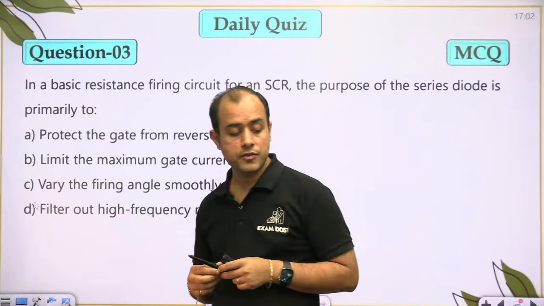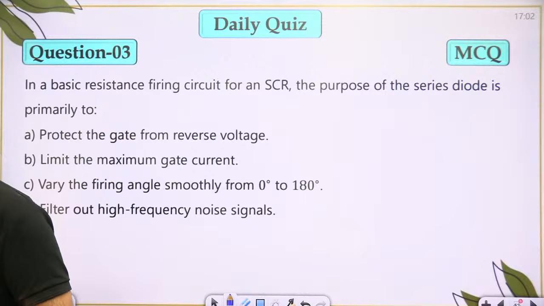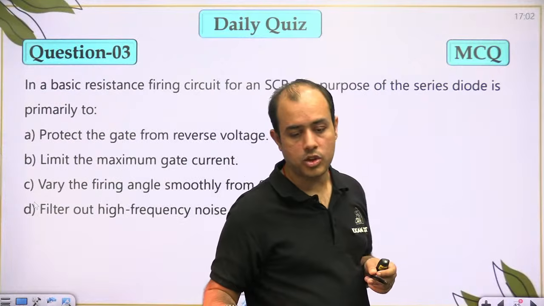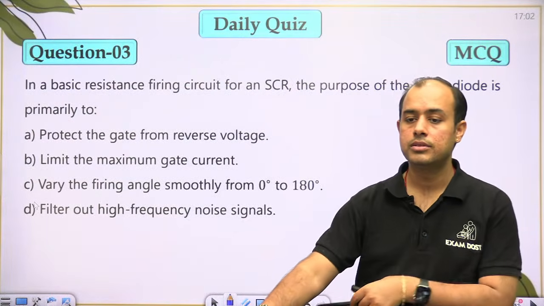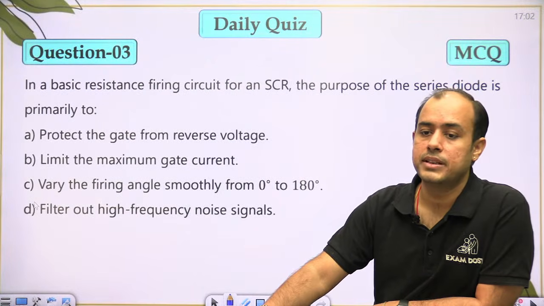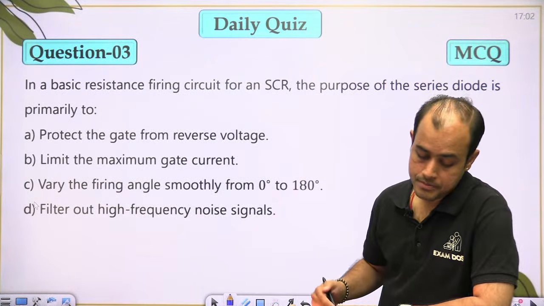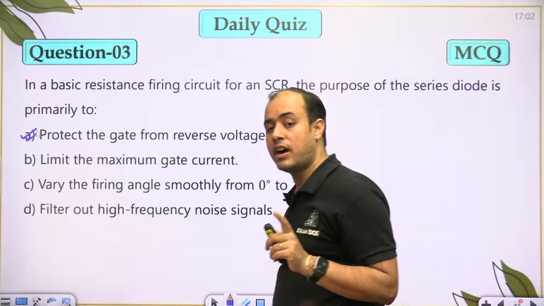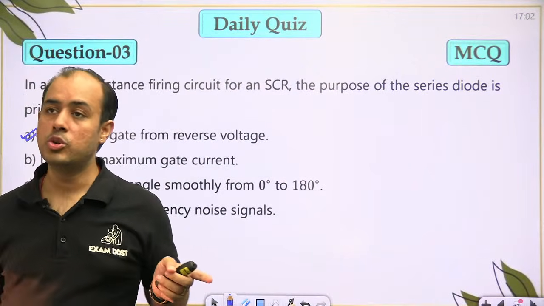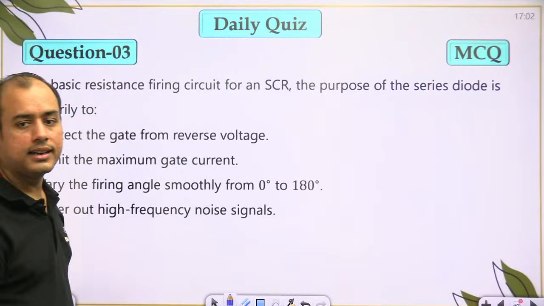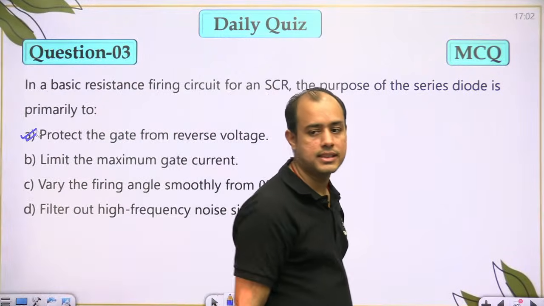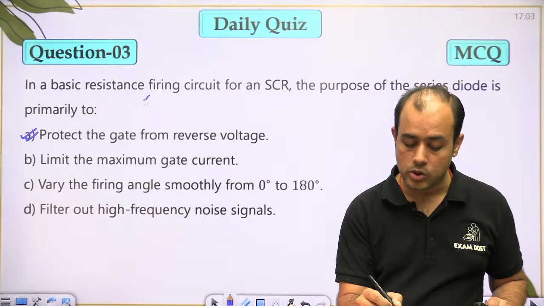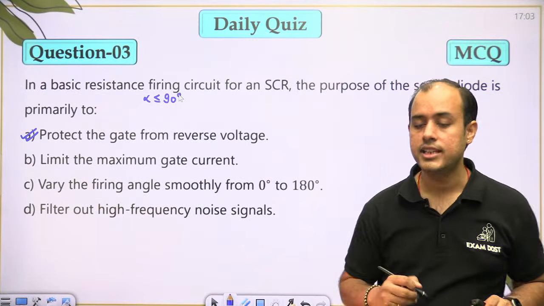In a basic resistance firing circuit for SCR, the purpose of a series diode is primarily to. What is the purpose of a series diode? बताओ. सीरीज डायोड का प्राइमरी पर्पस क्या है मेरे भाई? प्रोटेक्ट द गेट फ्रॉम रिवर्स वोल्टेज. ड्यूरिंग नेगेटिव हाफ साइकिल डायोड विल बी ऑफ, so you cannot apply a negative pulse. नेगेटिव साइकिल में डायोड बंद हो जाएगा ना, नेगेटिव पल्स नहीं लगेगी. और सी तो हो ही नहीं सकता बेटा. इन रेजिस्टेंस फायरिंग अल्फा इज लेस देन इक्वल टू 90. आप 180 तक तो वैसे भी नहीं जा सकते अल्फा में.